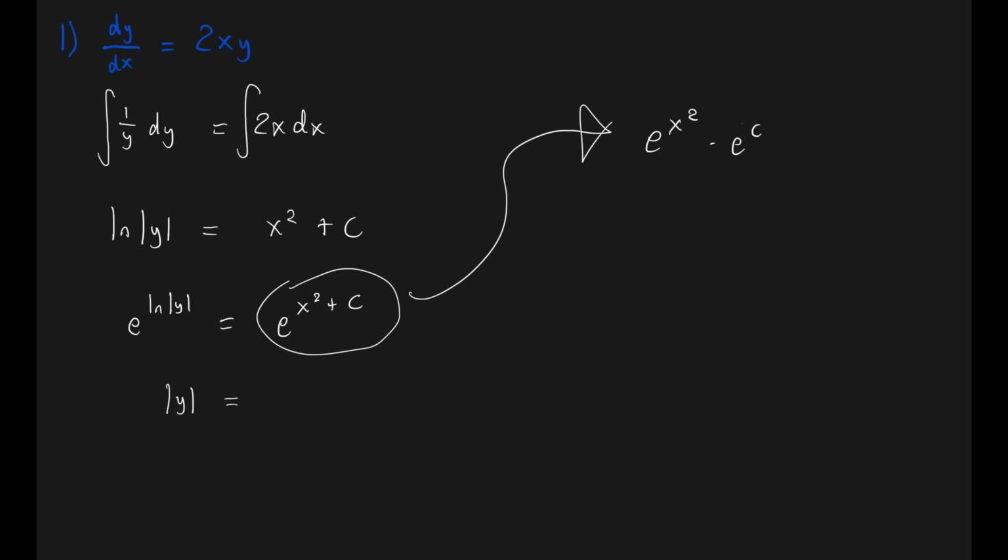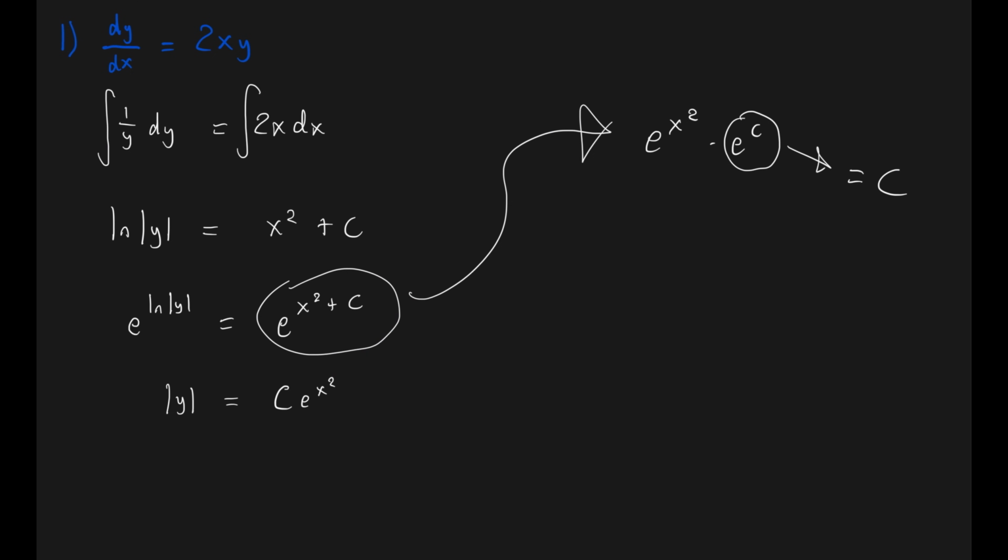So we know that e to the c is the same as just another constant. e is a constant, c is a constant. We're raising a constant to a constant. So we can just write this and represent this as c. So now we have the absolute value of y is equal to c times e to the x squared. Awesome, this is looking a lot simpler than it was before.